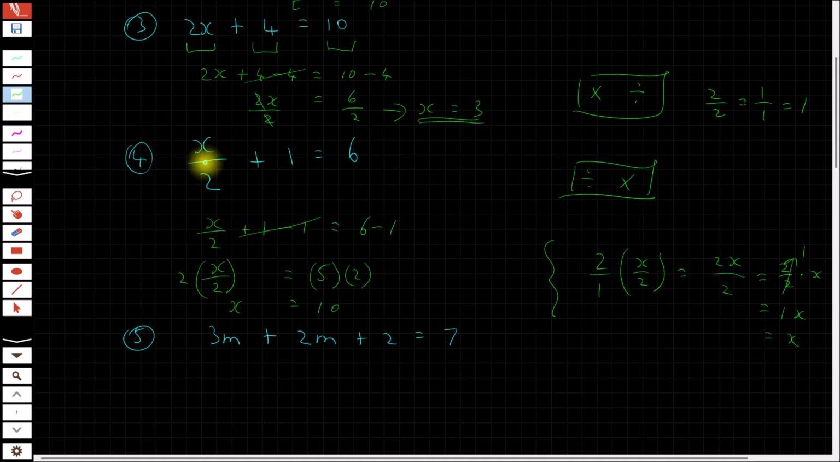We can check our answer. 10 divided by 2 is 5. 5 plus 1 is 6. So that is correct.